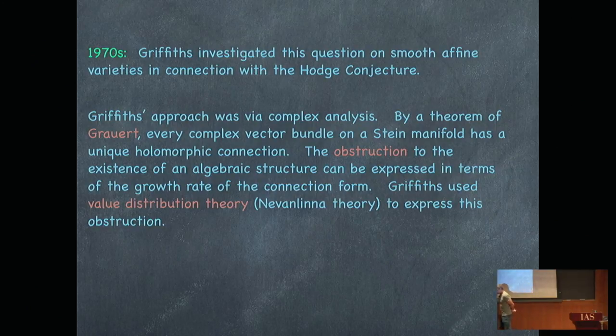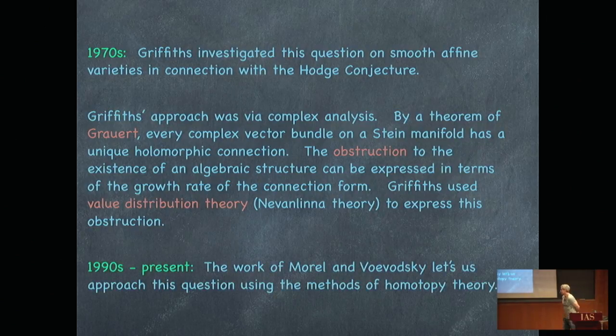So by a result of Grauert, on a smooth affine variety, such a vector bundle has a holomorphic connection, and Griffiths was trying to study the growth rate of that connection using value distribution theory and the methods of complex analysis. But this work of Morel and Voevodsky lets us approach this question using the methods of homotopy theory. And this is an example of something where you have really radically different points of view on the same problem.